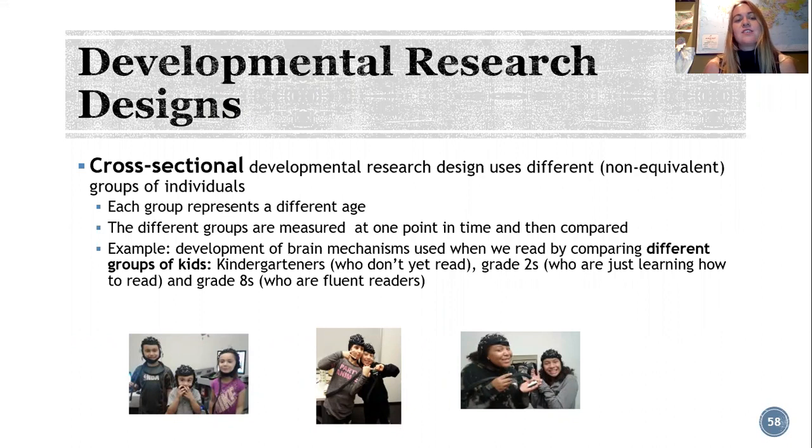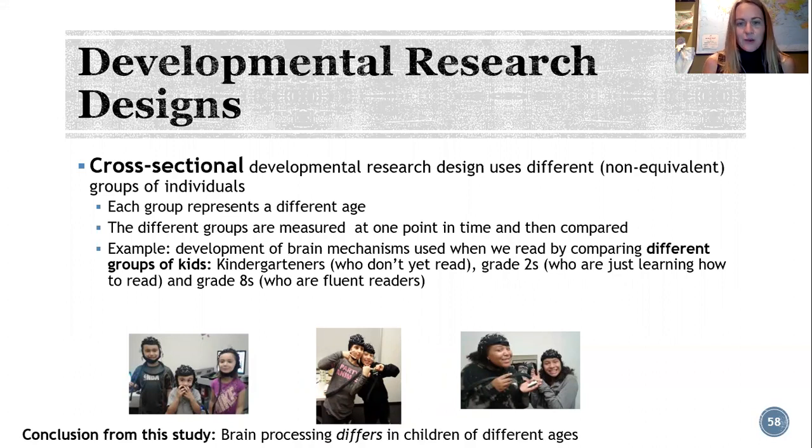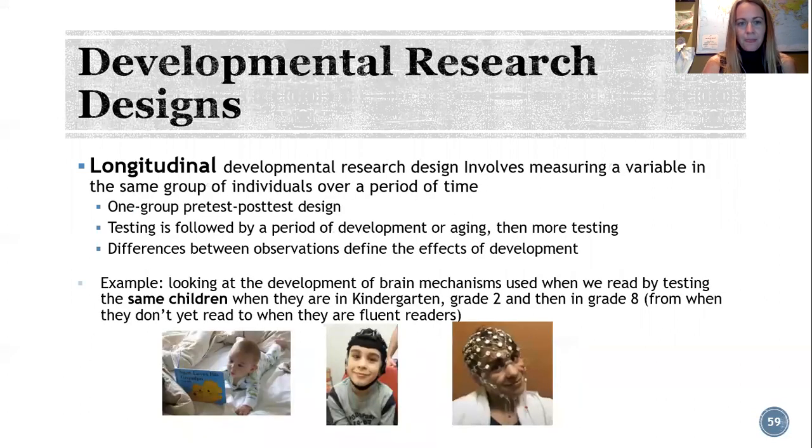The easiest way is using a cross-sectional design where we compare different groups of kids that are of different ages. Now, these groups obviously are non-equivalent because I'm not assigning them to the different ages. So again, this is why it falls into the non-experimental category. An example of this is looking at brain mechanisms that we use to read by comparing groups of kids that are in kindergarten who don't yet read, in grade 2 or grade 3 who are still just learning, versus in grade 8 who are now fluent readers. The conclusion that we can draw from these studies is that brain processing differs in children of different ages.